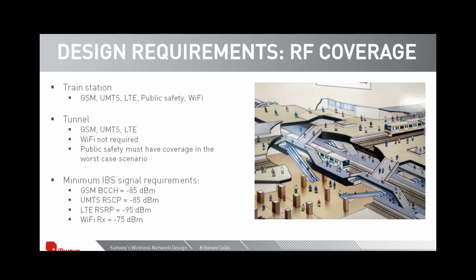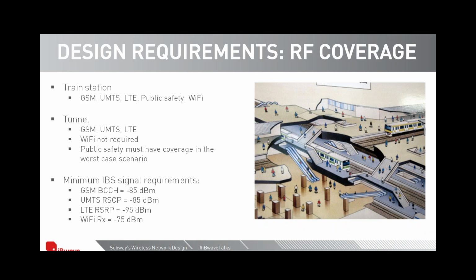But first, we are going to talk about the design requirements for RF coverage for this imaginary train station that we have in this example. Our imaginary train station has two platforms. One is for a rapid rail system, and the other one is for the regional train system. And there are another two interconnecting levels.